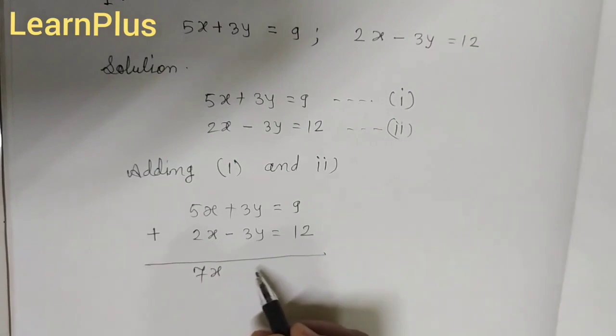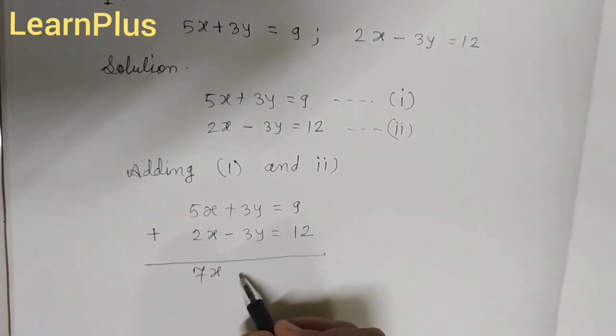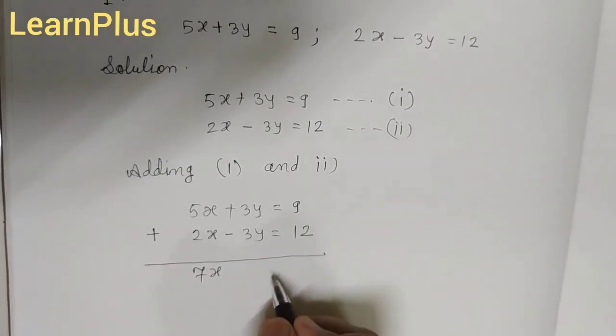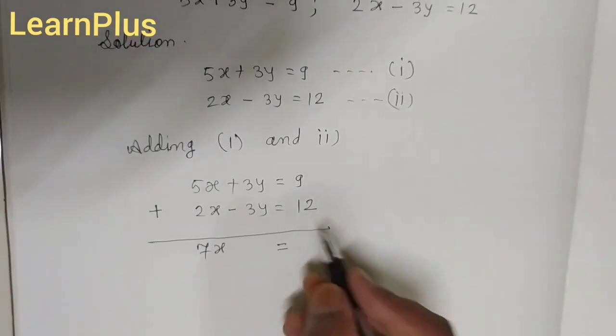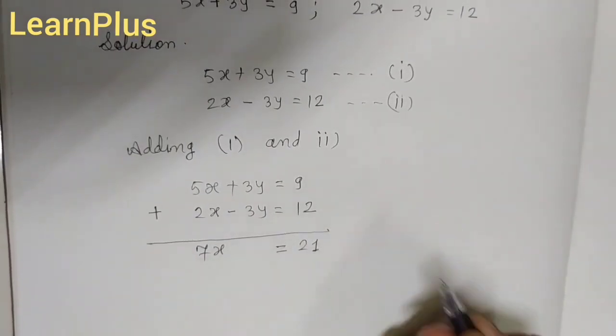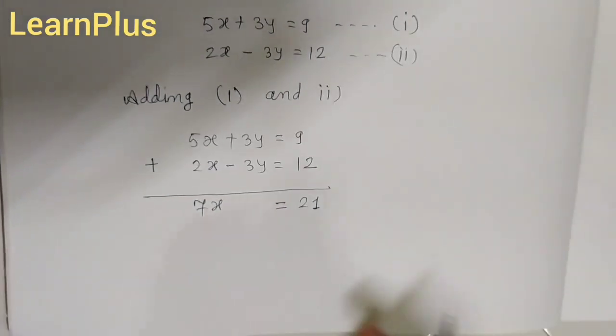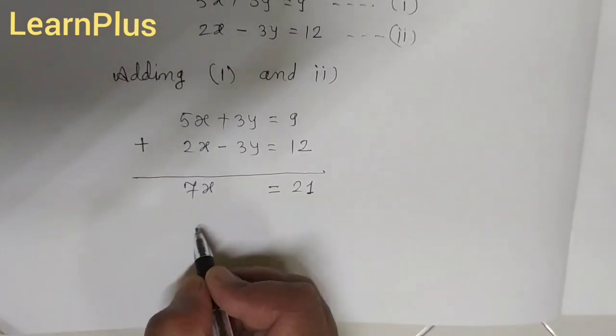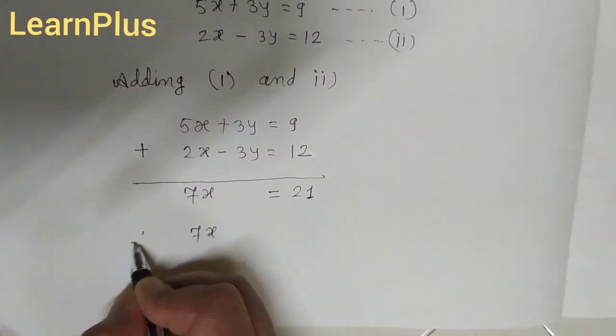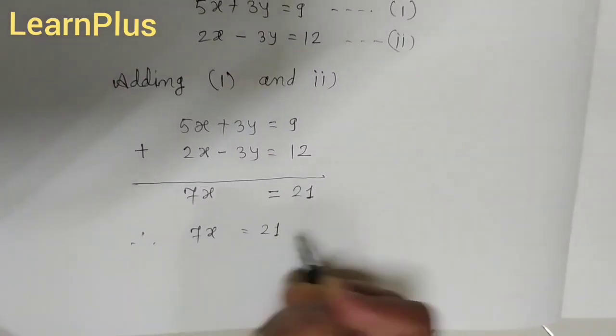3y minus 3y. What will come? 0. Means no need to write here. Okay. Then is equal to 9 plus 12. 9 plus 12, what will come? 21. Now easily we can find the value of x. Equation rules will be used here. Here 7x is equal to 21.